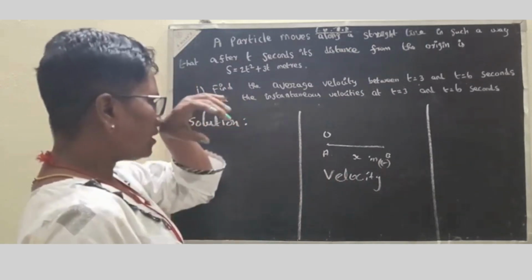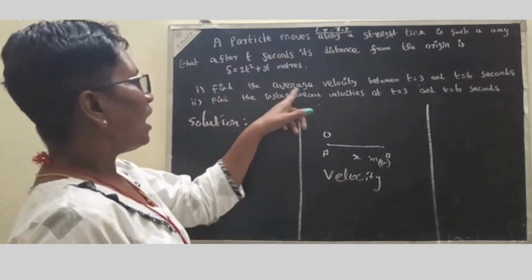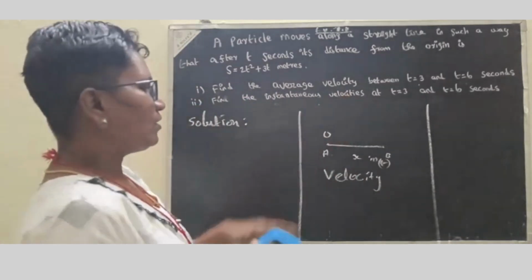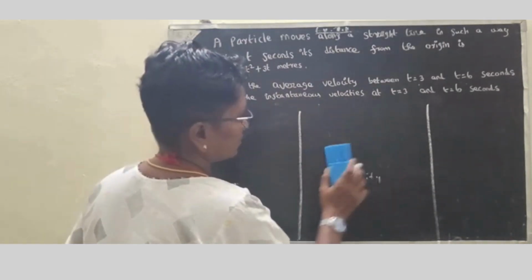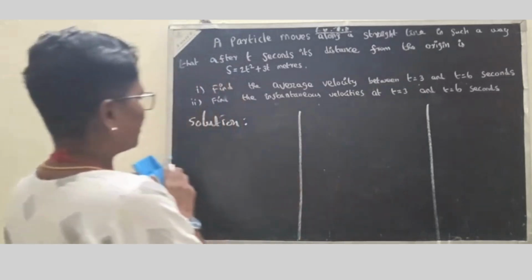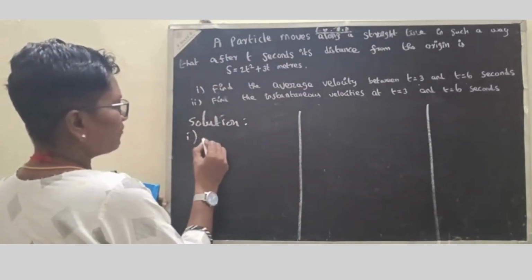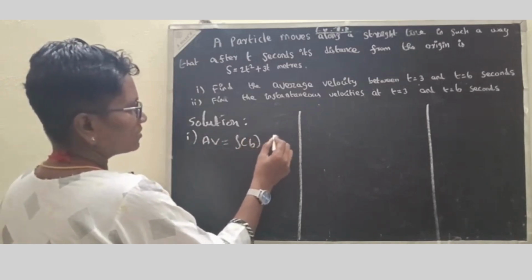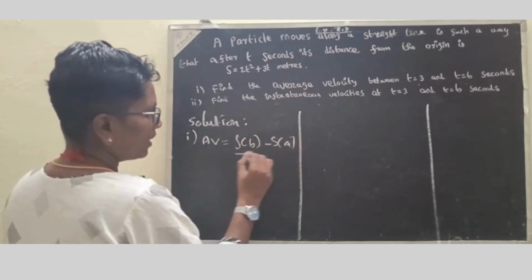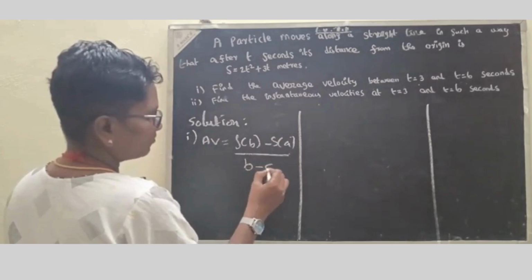We have to find the average velocity for this given problem. We know the average velocity formula. So let us do the first question. Average velocity = (s(b) − s(a)) / (b − a).